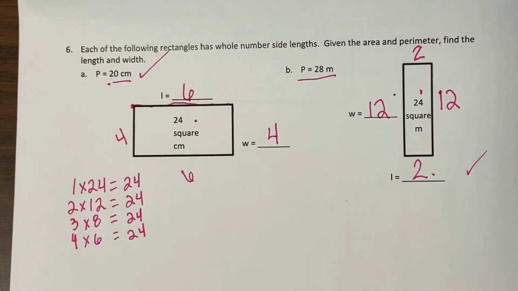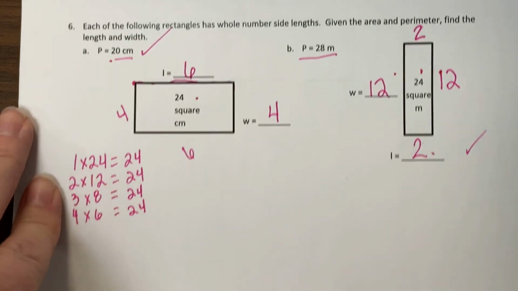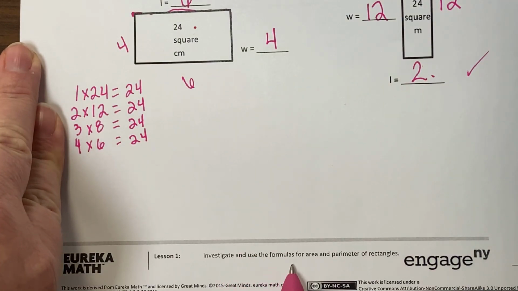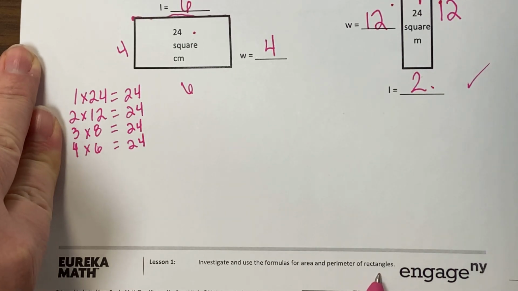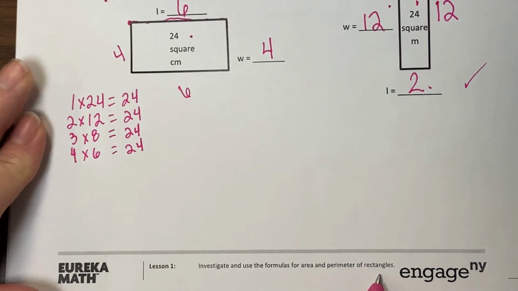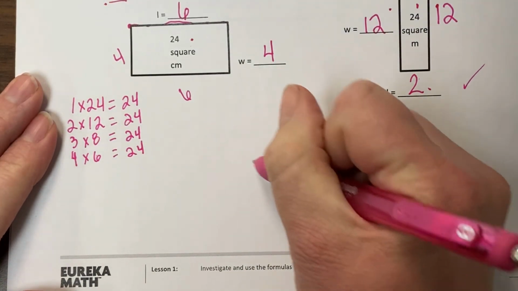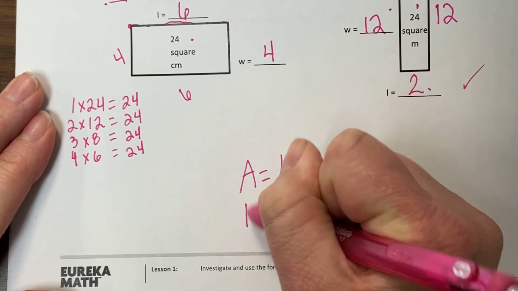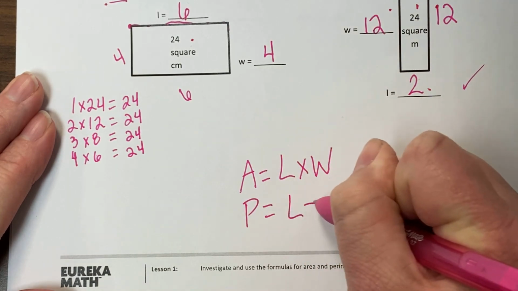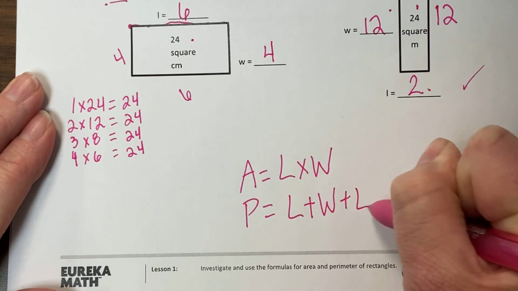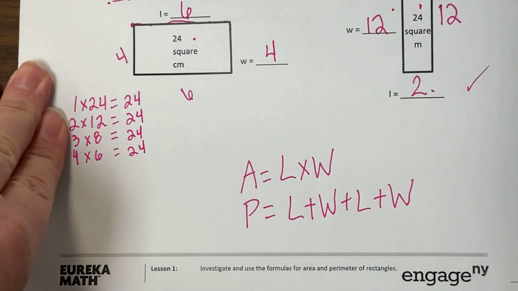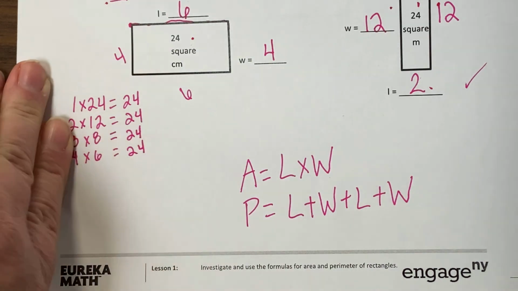So I hope you were able to work with this and figure out and investigate and use formulas for the area and the perimeter of rectangles. Just remember, guys, your area equals length times width. Your perimeter equals length plus width plus length plus width, all the way around. You're walking around the outside of your fence. Just imagine it's a fence.